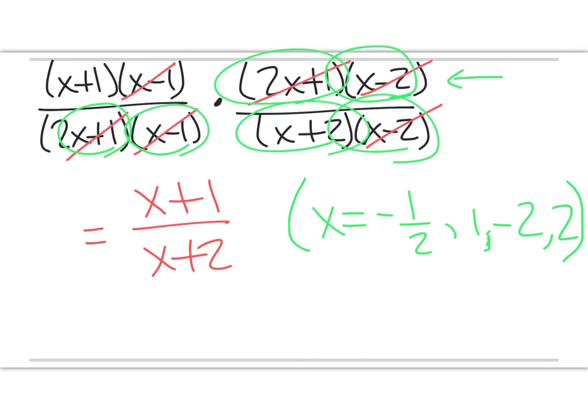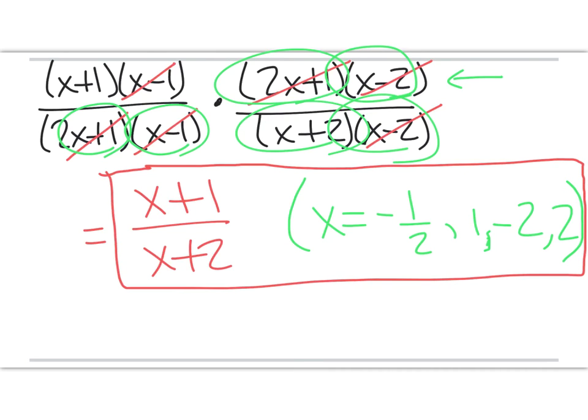The simplified version of what we just did, all that factoring, has led us to this conclusion: x plus 1 over x plus 2, and we need to tack on the 4 domain restrictions.